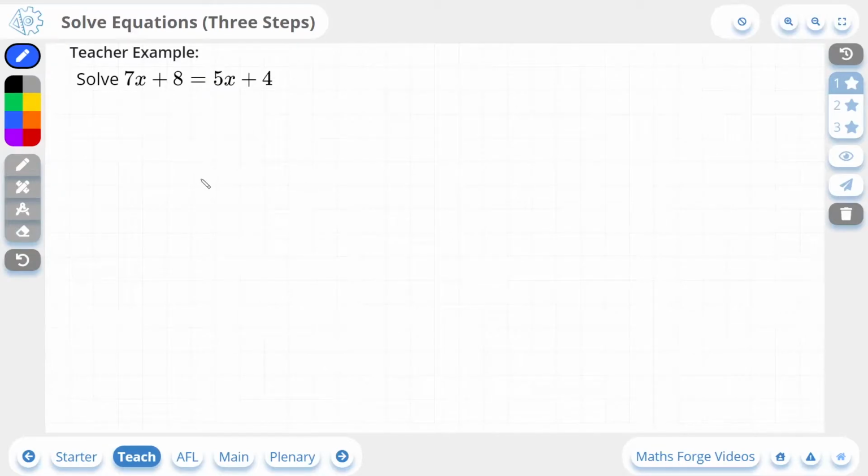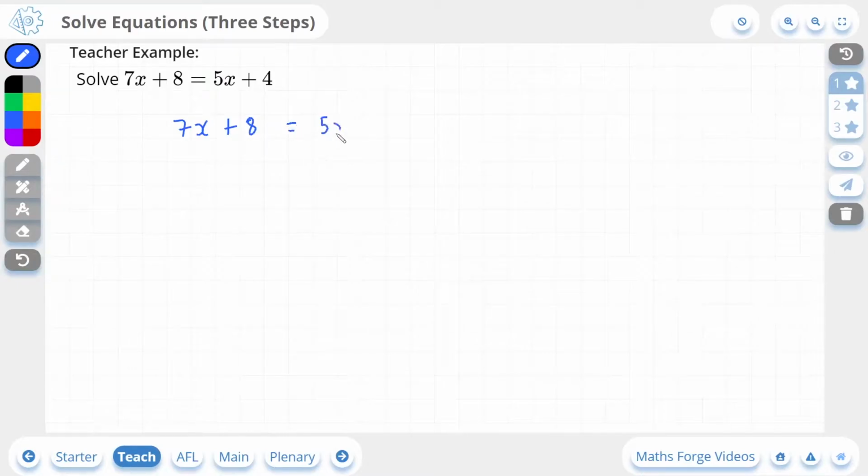steps. So let's take a look at our first example. Here we're being asked to solve 7x + 8 = 5x + 4. Now, when you have an x variable on both sides of the equation, the first thing that you're going to want to do is get rid of one of them.